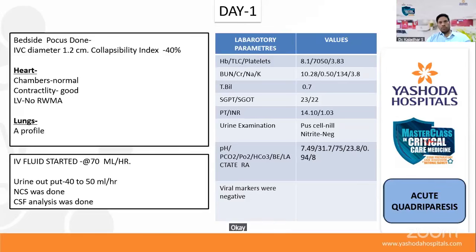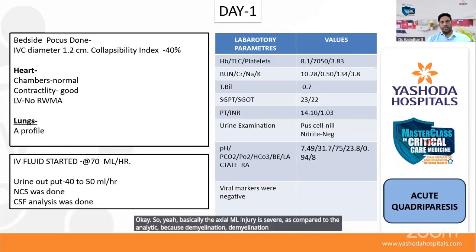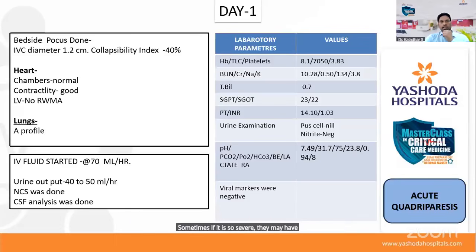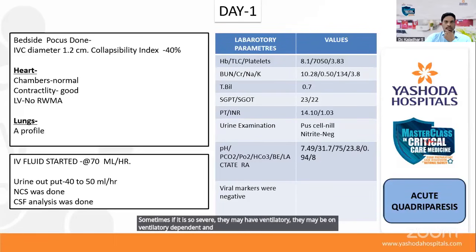Okay. So basically the axolemmal injury is severe as compared to demyelinating, because in demyelination remyelination can happen, but with axolemma injury, the axon especially is cut off. These patients will have a poor prognosis because they may have persistent weakness. Sometimes if it is so severe, they may be ventilator dependent. So that is the reason I think the demyelinating variant is definitely better to treat.